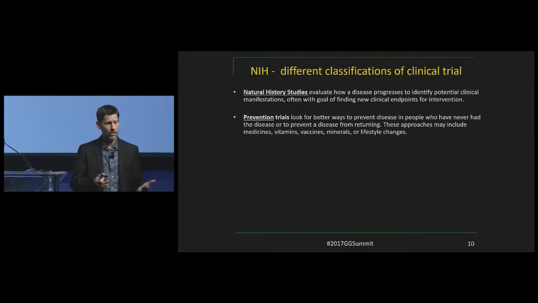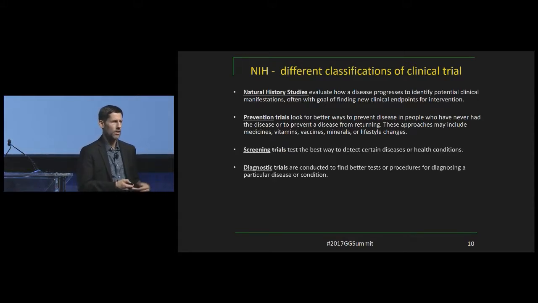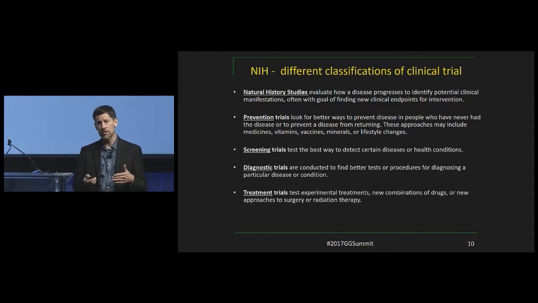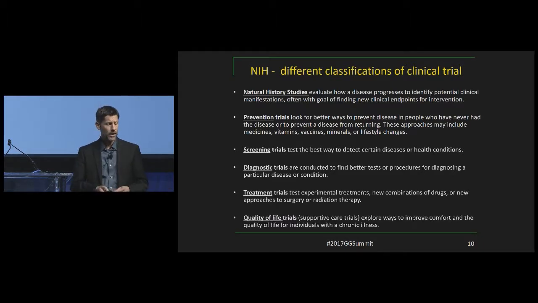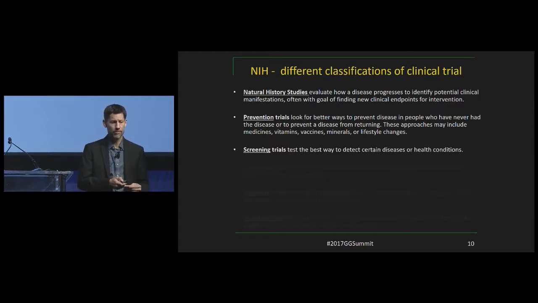Natural history studies, again, evaluate how these diseases progress. Again, no surprise here. But there are a number of other types of models out there, from prevention, screening trials, and diagnostic trials, to the one you eventually want to get to, which is a treatment trial. And at the end, there are also quality of life trials that are supportive care, which try to find ways to improve patient comfort or quality of life.